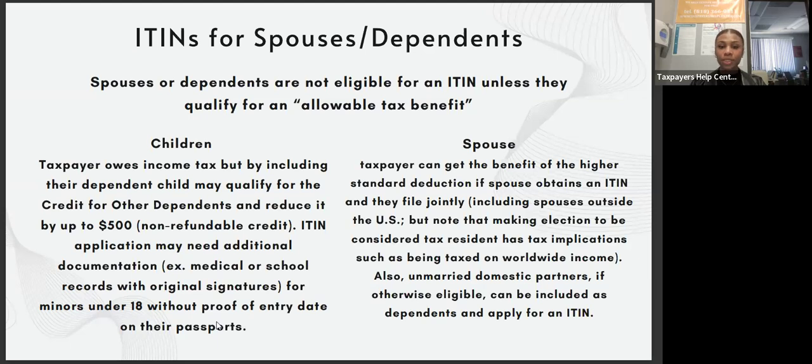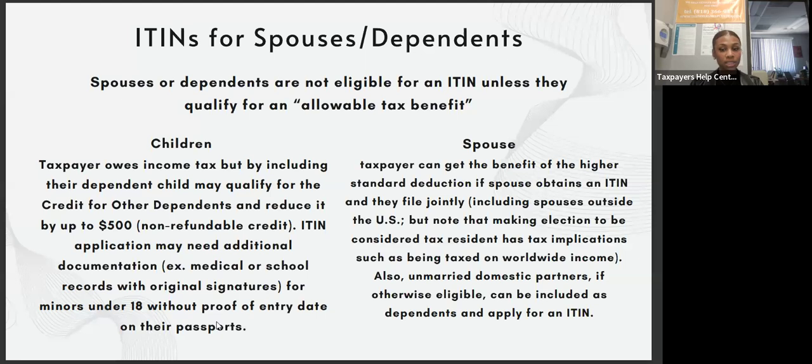ITINs for spouses or dependents. Spouses or dependents are not eligible for an ITIN unless they qualify for an allowable tax benefit. Children: if the taxpayer owes income tax, including their dependent child may qualify for the credit for other dependents and reduce it by up to $500, which is a non-refundable credit. An ITIN application may need additional documentation, for example medical or school records with original signatures, for minors under 18 without proof of entry date on their passports.